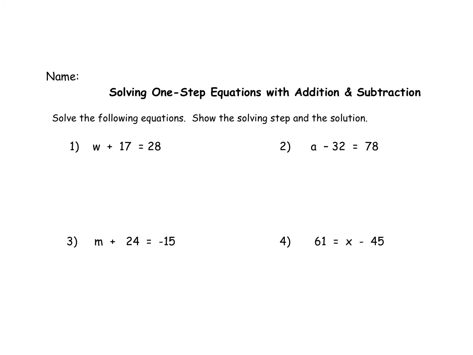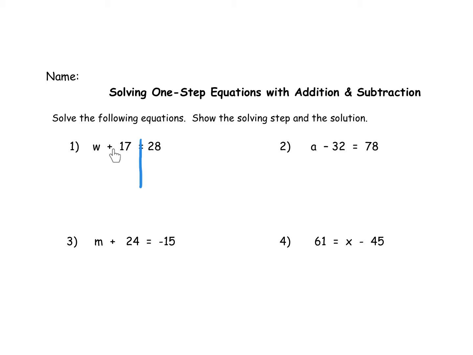We're going to complete a brief review on solving one-step equations with addition and subtraction. So we need to solve the following equations and show the solving step and the solution. If you recall, we build a wall on top of the equal sign. We look at the side that has the variable and what's being done.